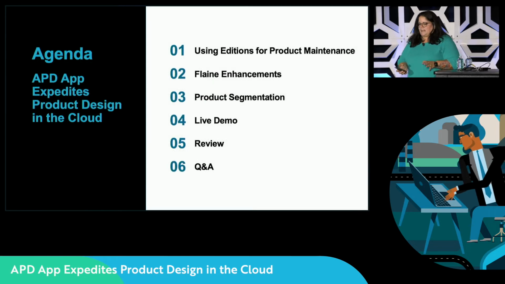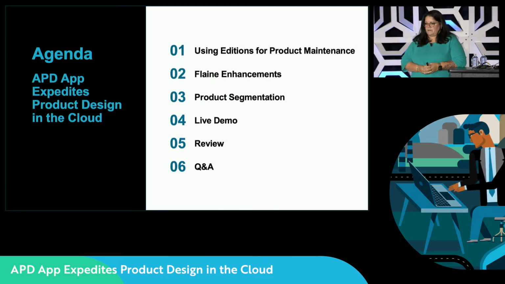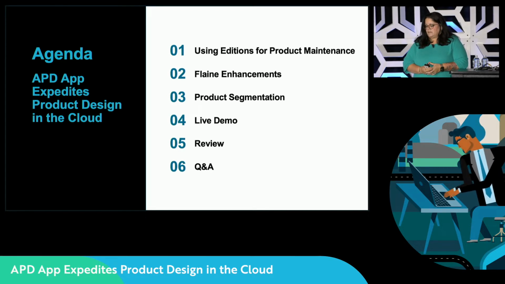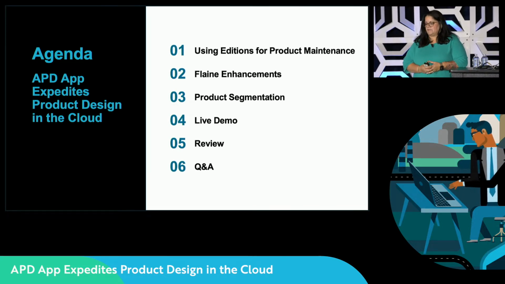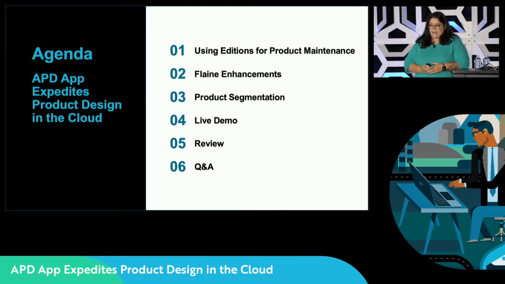Okay. So today we're going to talk about how you can use additions for product maintenance. We've heard from our customers consistently that we want to talk more about how we can manage our products going forward, not just new product launches. We'll talk about our Flame enhancements. We'll talk more in depth about product segmentation, an exciting feature we're delivering in Flame. I'll do a product demonstration, a couple of them actually. Then we'll review things and we'll open it up for questions and answering. We will have a mic runner as well as you can do your questions in the app.